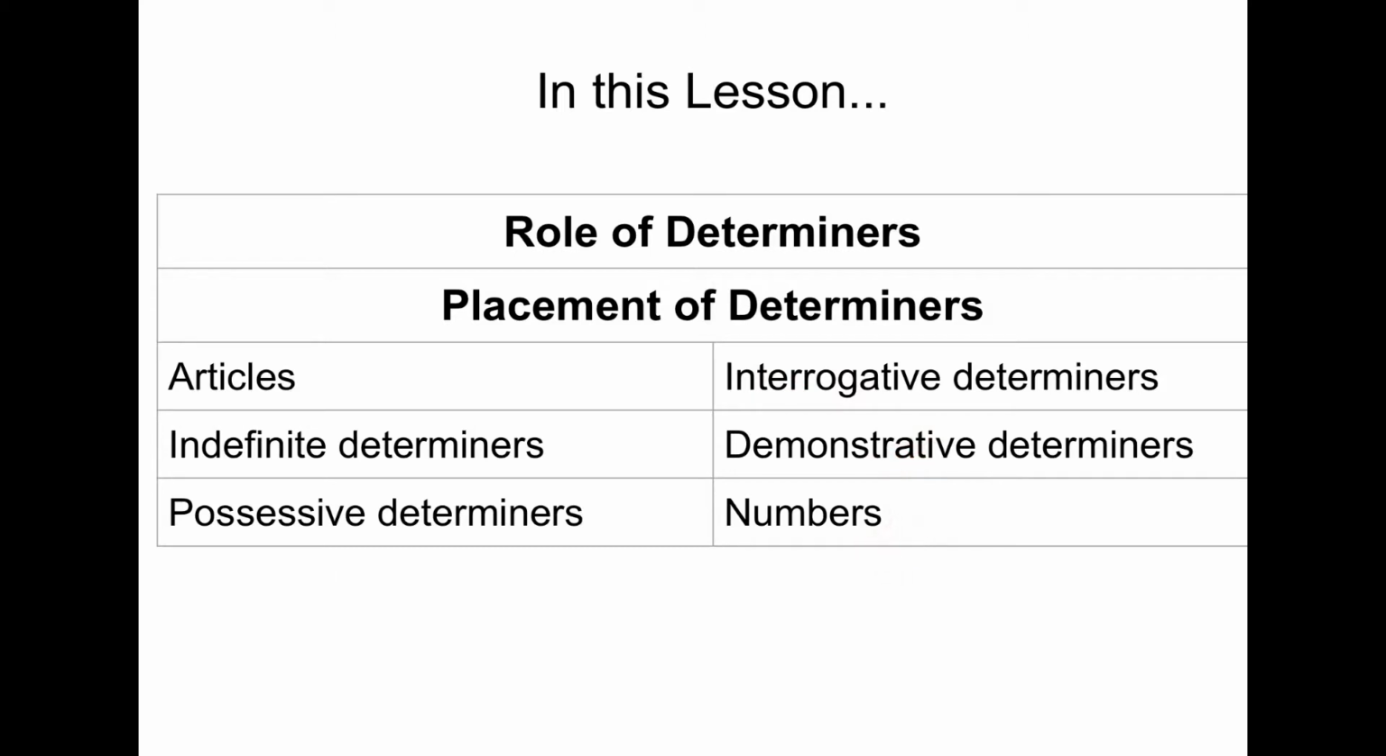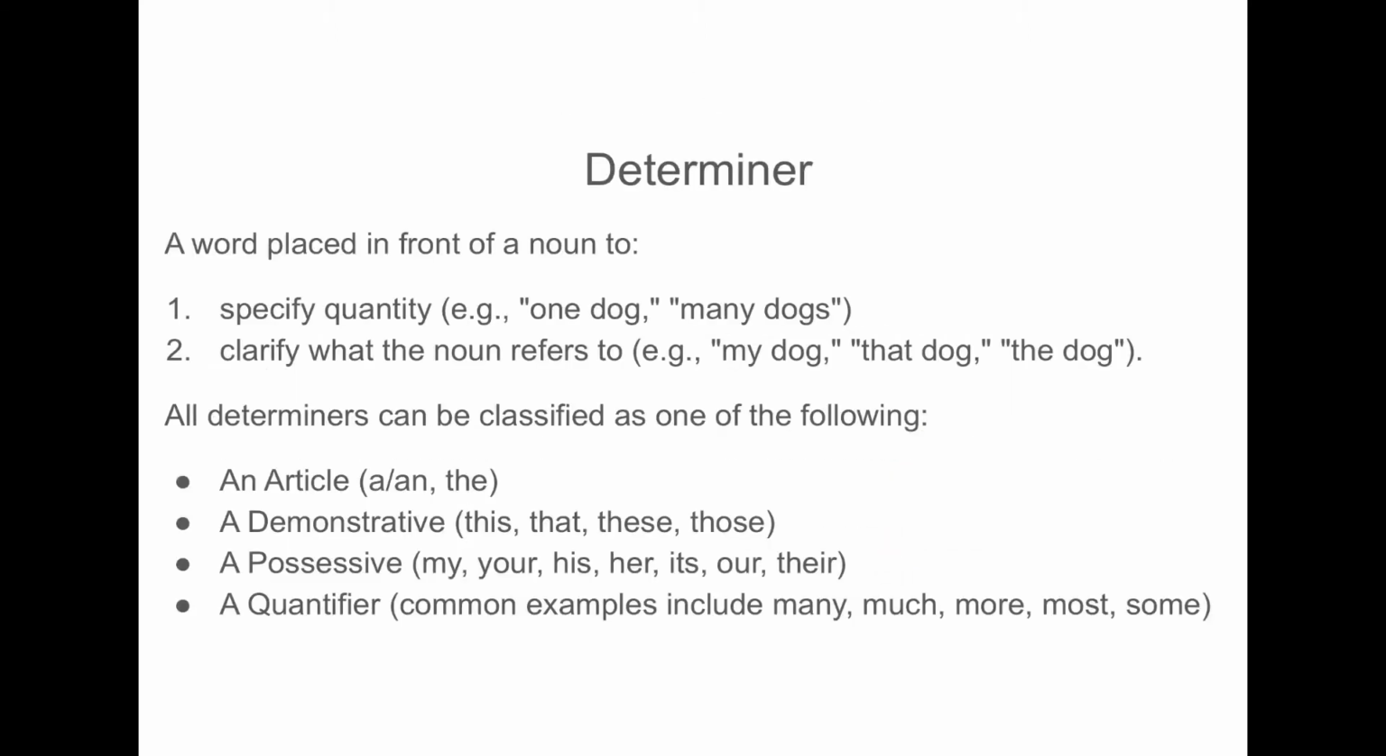as numbers. A definition of a determiner is a word placed in front of a noun to 1. Specify a quantity, or 2. Clarify what the noun refers to. All determiners can be classified as one of the following: an article, a, an, or the; a demonstrative, like this, that, these, those, or such; a possessive, such as my, your, his, her, its, our, or their; and a quantifier, many, more, much, most, some.